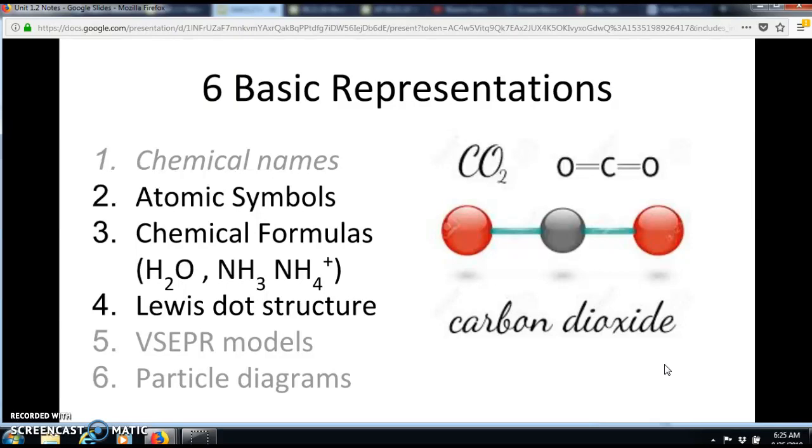So here are the 6 basic representations. We will not be covering chemical names in any of these videos, A or B, because we've gone over that separately. But the other forms, 2 through 6, we will be. In video A, we're going to focus on atomic symbols, chemical formulas, and Lewis dot structures.